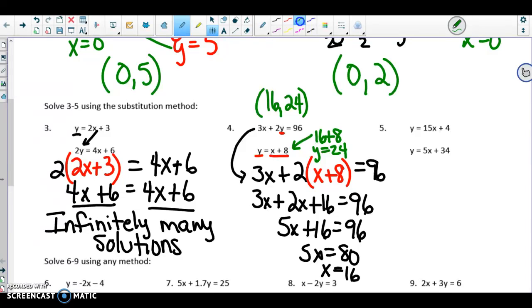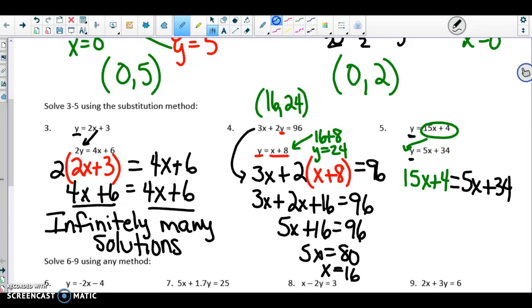Again, it's always good to check yourself via Desmos because we have it, so let's use it. All right, both of these are y, which means that I could take this because that's what y equals, and I can plug it in place here. So really what I have is 15x plus 4 is going to equal 5x plus 34.